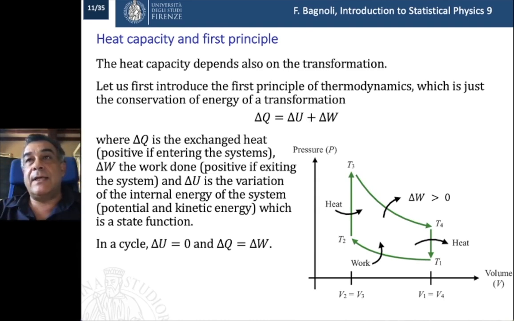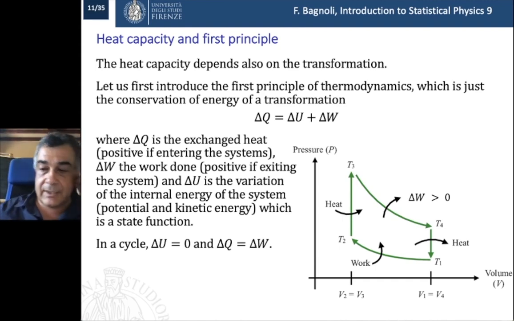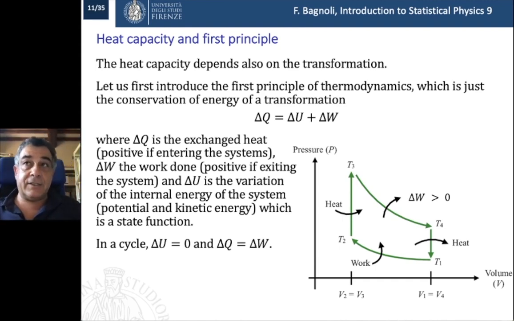It is stored as kinetic energy of molecules, and potential energy, for instance, if I have molecules that can oscillate, they can have both kinetic energy related to oscillation, and also potential energy, for instance, in the spring of the oscillation. If they can rotate, I have also kinetic energy related to rotation. So all of this is called internal energy.